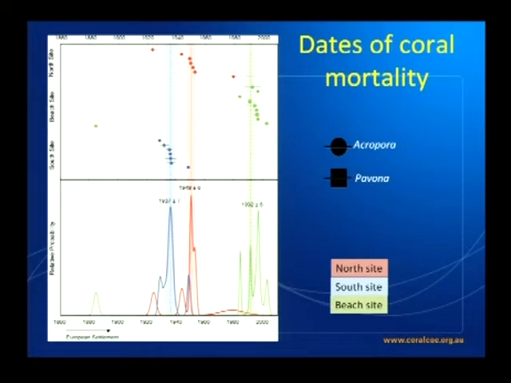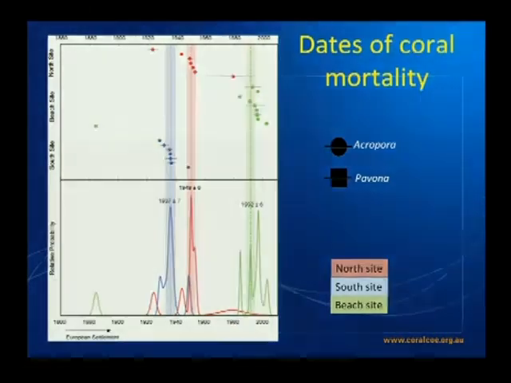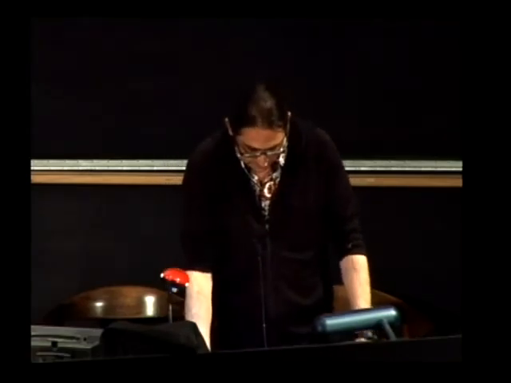There's two peaks. The blue is around the late 1930s. The red in the north site is around the late 1940s. And these ages, the fact that we don't get any younger Acropora in these sites, suggests a lack of recovery of these Acropora populations since the mid-20th century at Pelorus Reef.